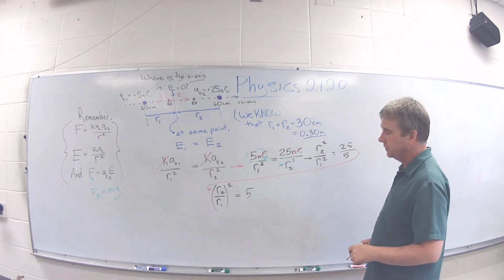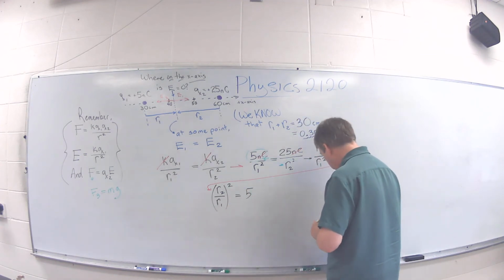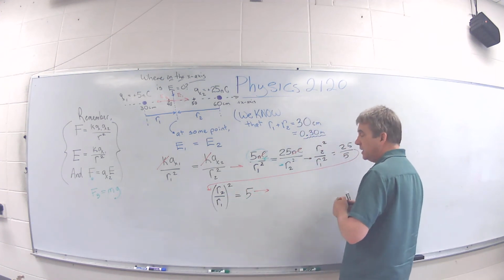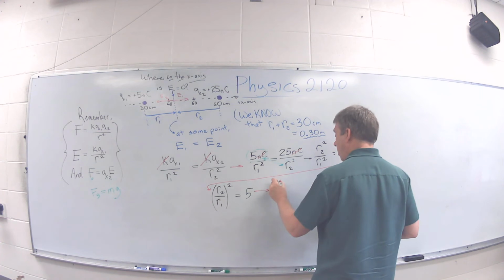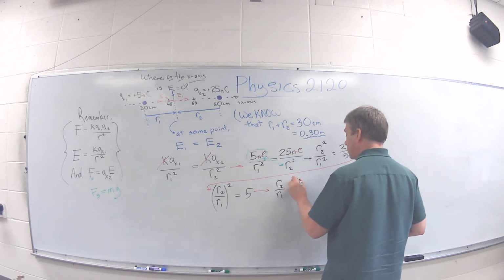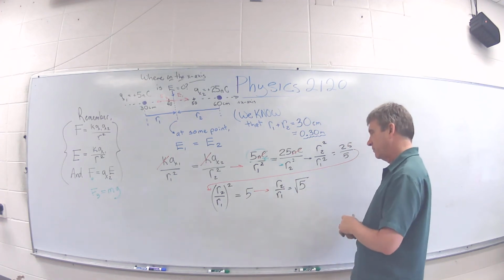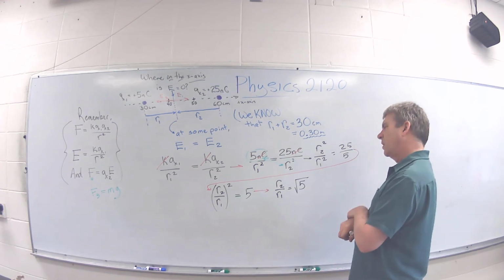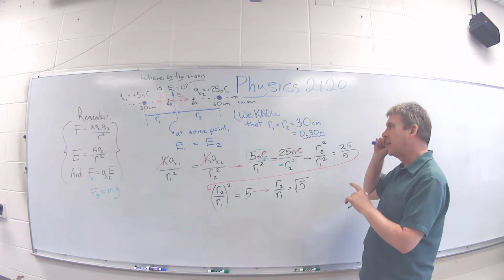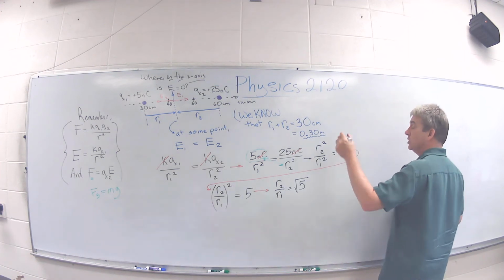So good so far. Now, what do you want to do to get rid of something squared? Well, you take a square root. And so if we take the square root of both sides, we get R2 over R1 is equal to the square root of 5. We'll just leave that be for now. Now, it's time to bring in that thing that we reminded ourselves: R1 plus R2 is 30 centimeters.